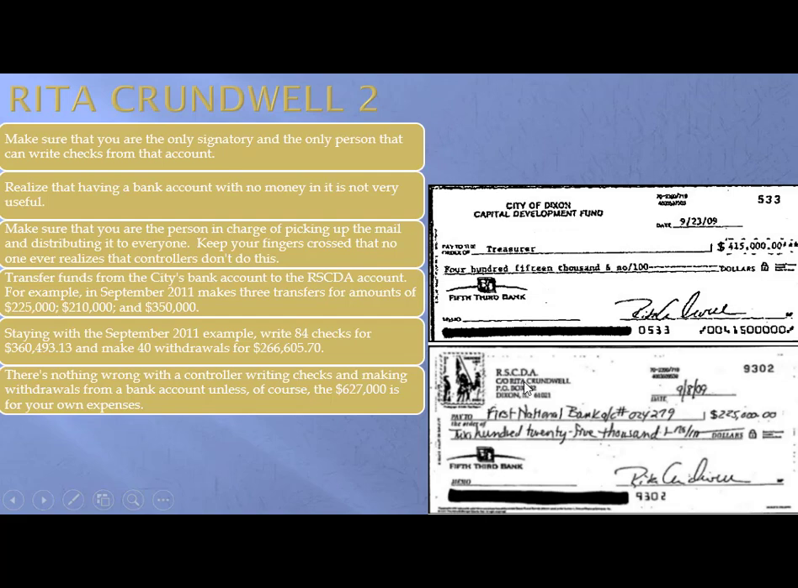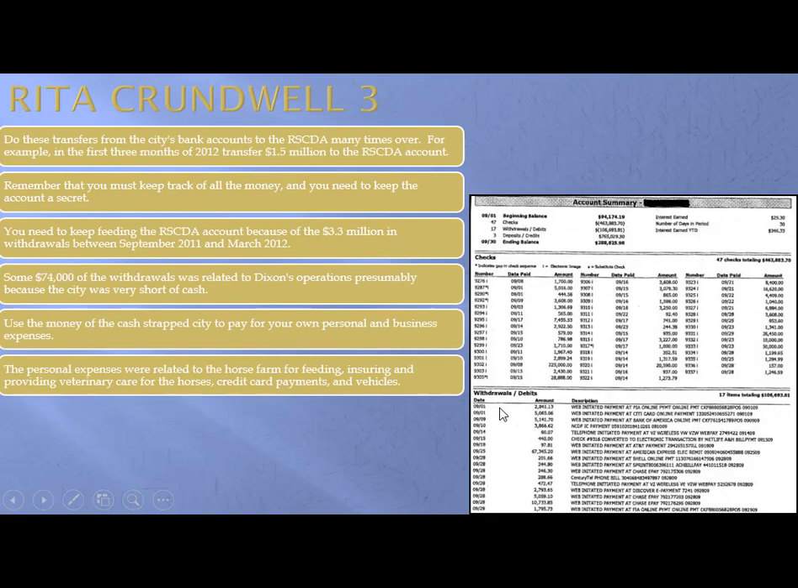She did this repeatedly, and this was a large-scale fraud. She was in charge of picking up the mail. She was in charge of distributing the mail to everybody. And indeed, she had to keep this account secret. And as long as it was secret, she pretty much did and could do what she liked. She did the transfers over and over again.